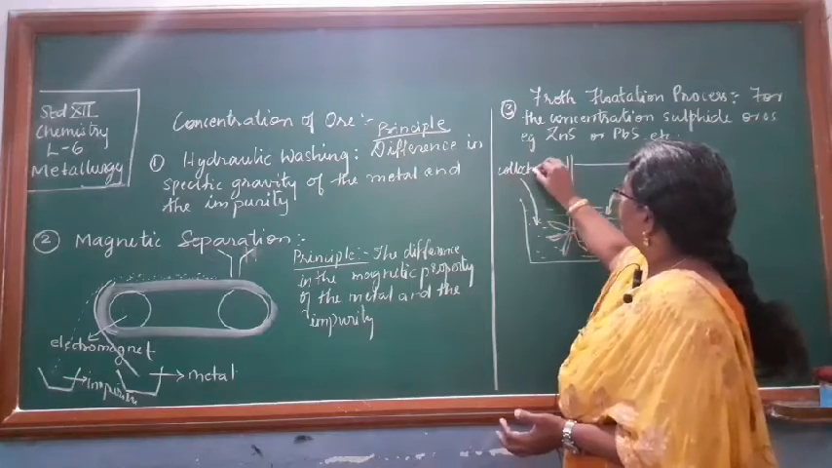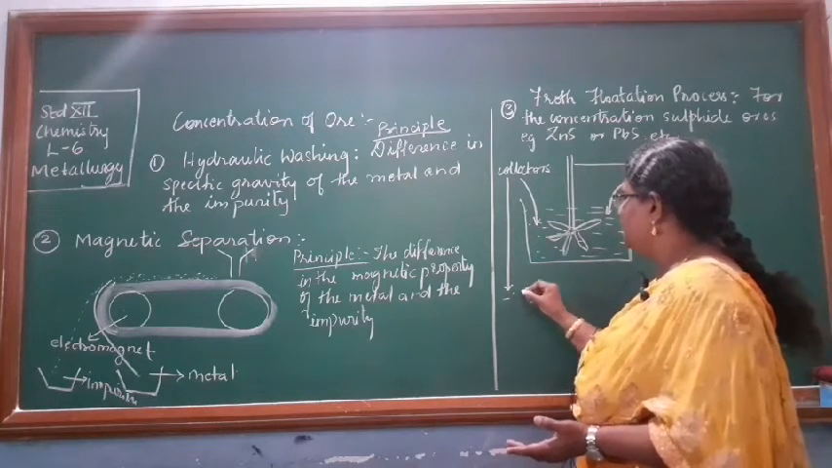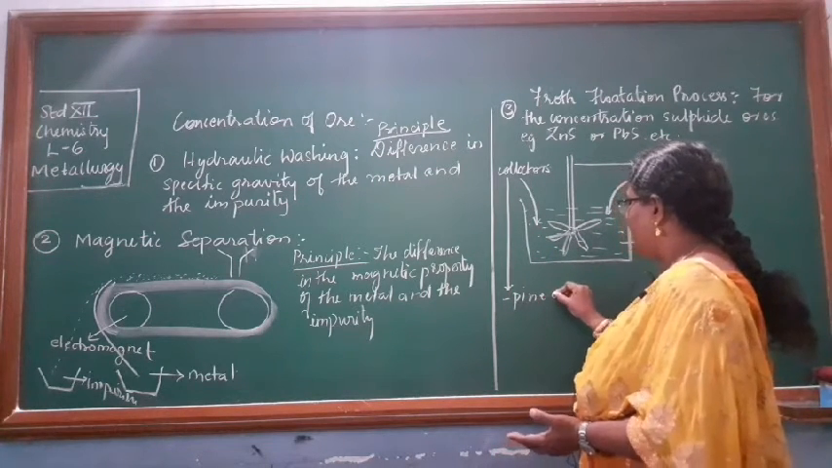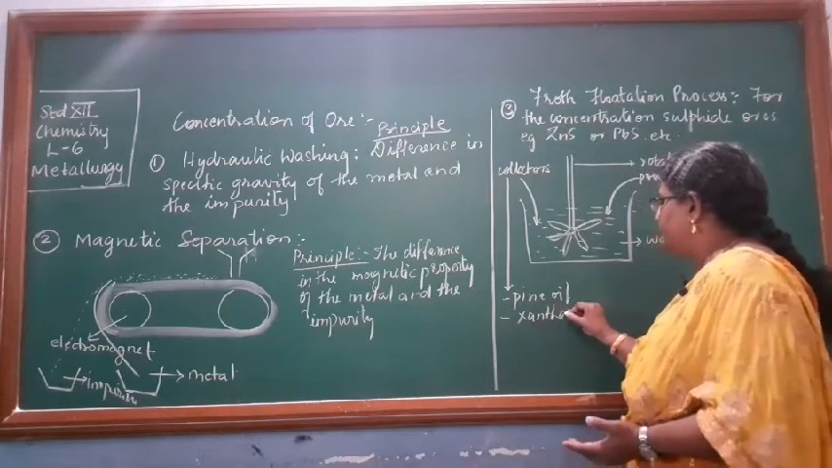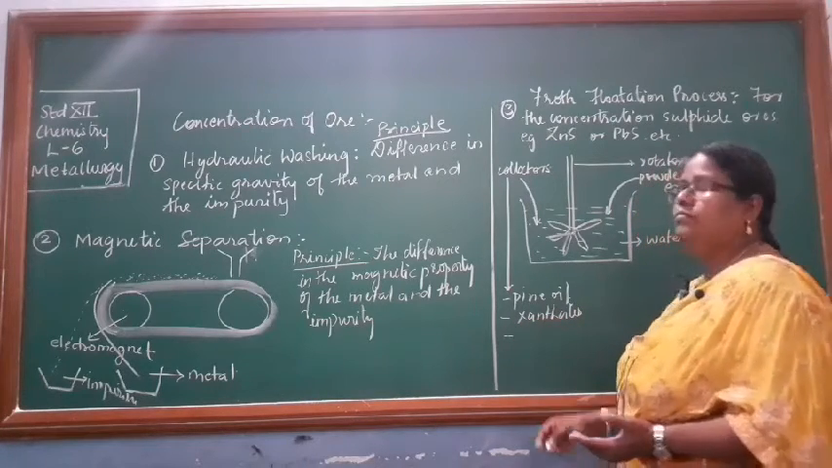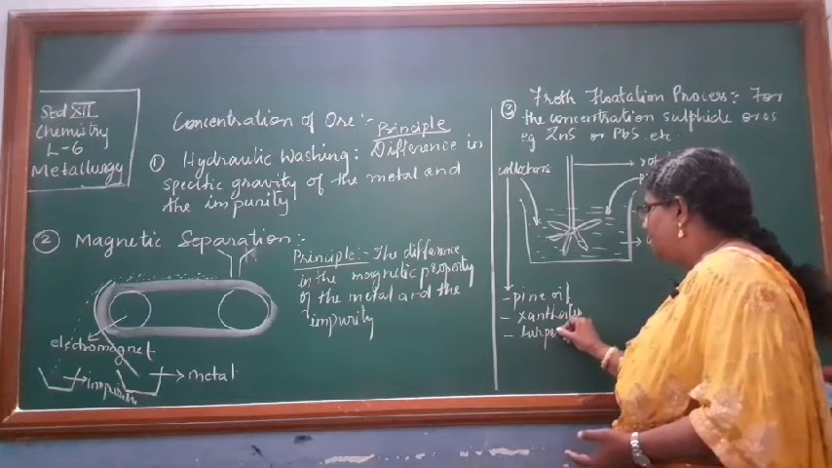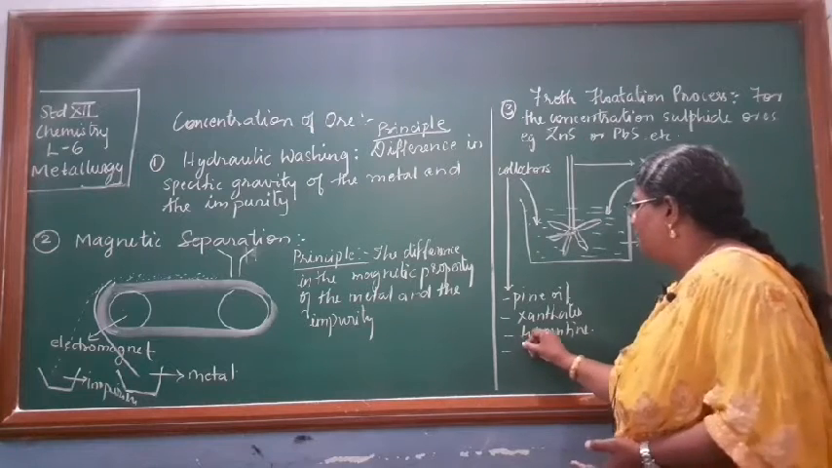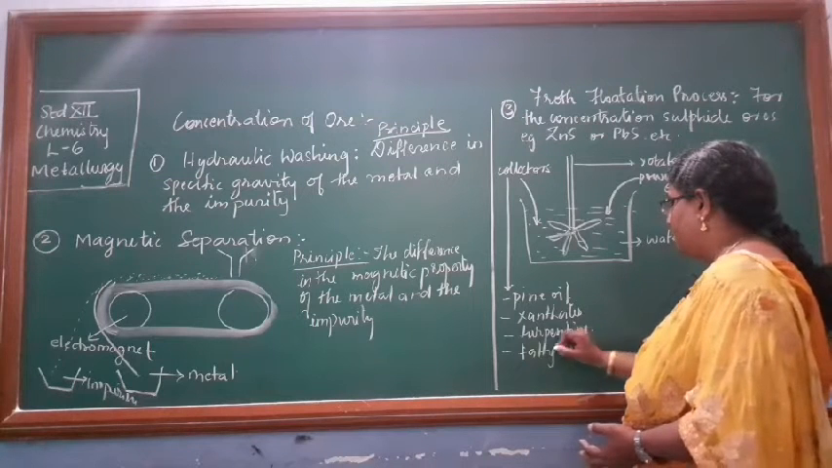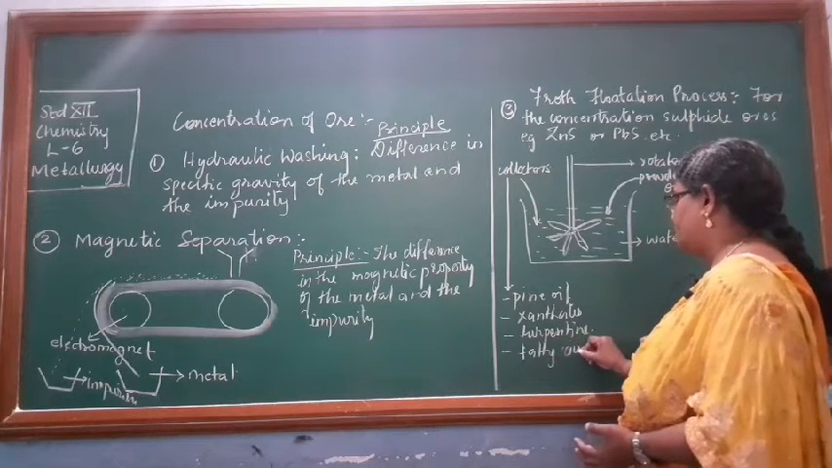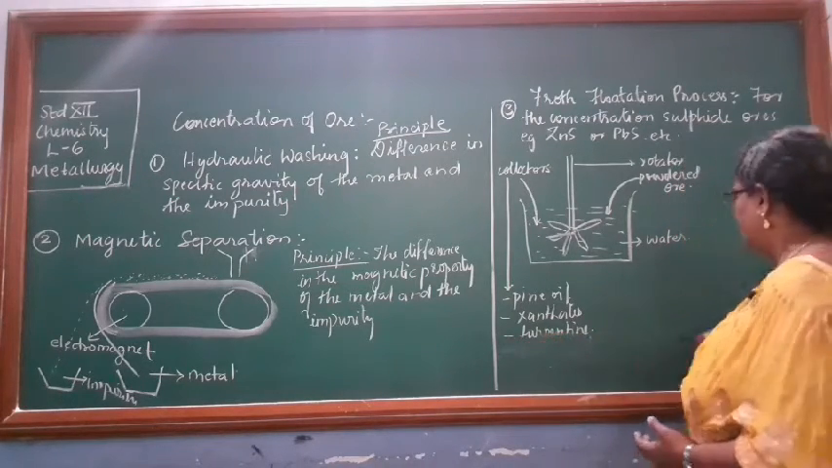Collectors, or you can say frothing agents. Which are the various collectors I am writing here? Like pine oil, and xanthates, or what is the other one you can have, that is turpentine oil, or any fatty acids. You can just write these three, that is enough.